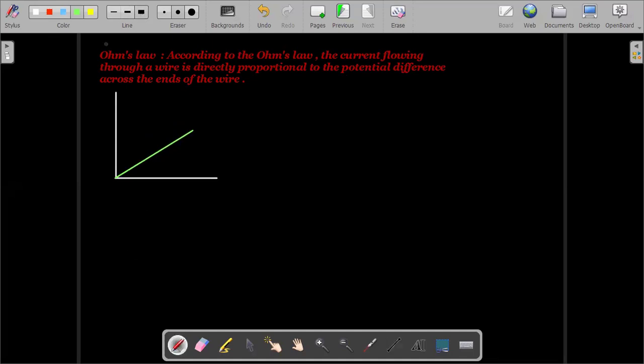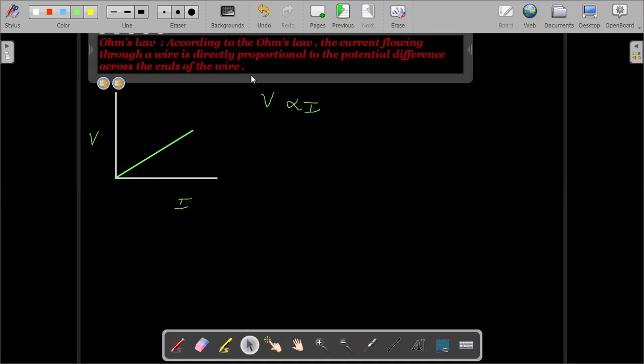So a graph between V and I being a straight line simply means that the potential difference will be directly proportional to the current. The same is stated by Ohm's law. According to Ohm's law, the current flowing through a wire is directly proportional to the potential difference applied across the ends of the wire.